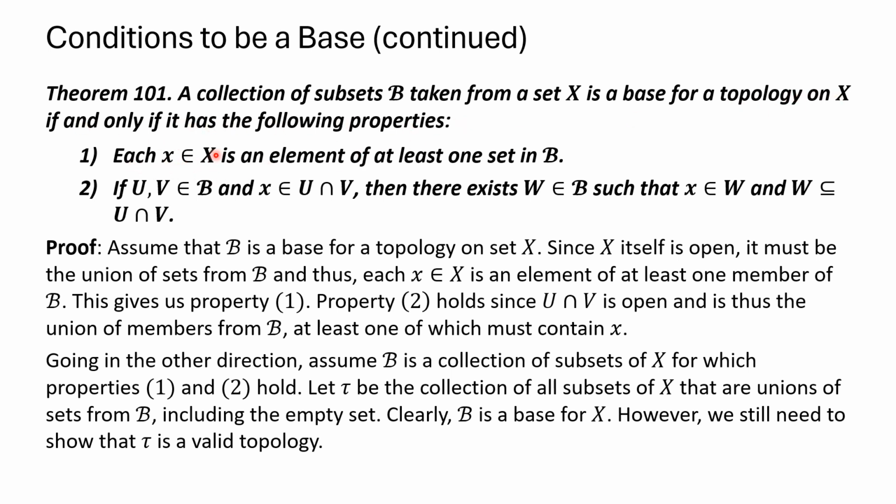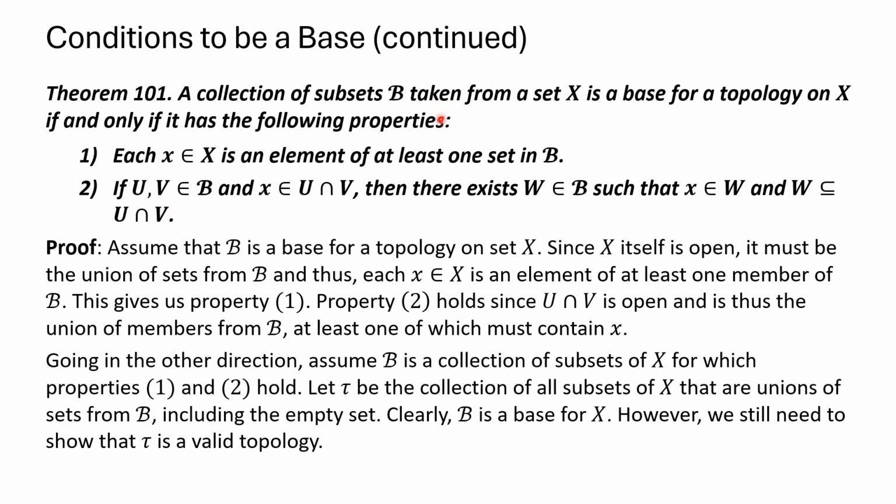Each x, an element of X, is an element of at least one set in B. If U, V are elements of B, and x is an element of the intersection of U and V, then there exists W in our collection B such that x is an element of W and W is a subset of the intersection of U and V.